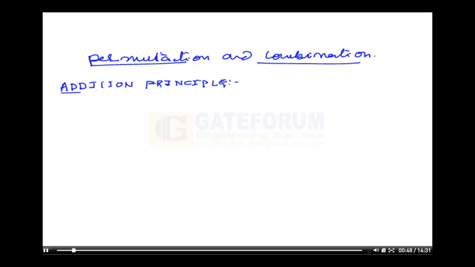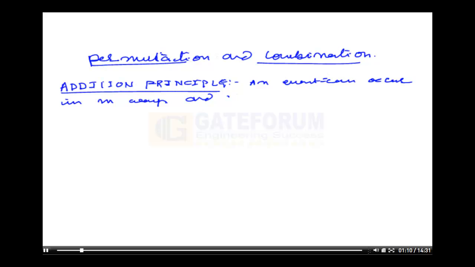Let us consider an event, let us say E, can occur in M ways, and another event F, independent of E, can occur in N ways.